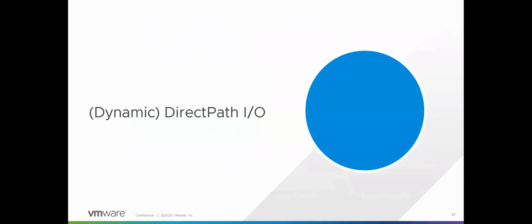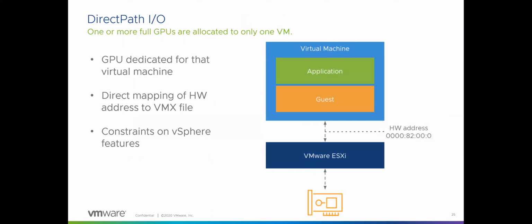First of all, direct path IO. Some of you might be familiar with direct path IO. It's a pretty common feature that has been around for quite some years. What it does is connect the hardware address of a PCIe device directly into the VMX file, the configuration file of a virtual machine, so that the guest and application running inside the virtual machine can utilize that PCIe device. And it brings bare metal performance, right?